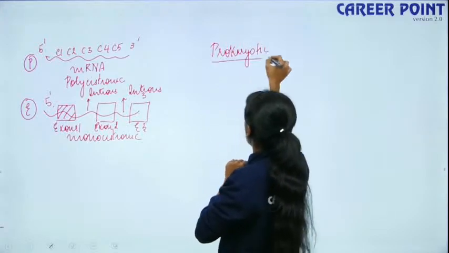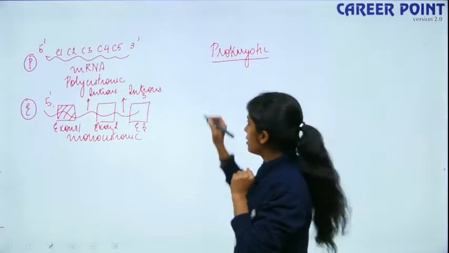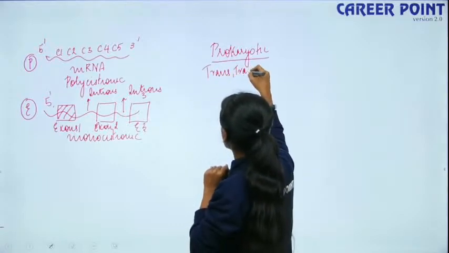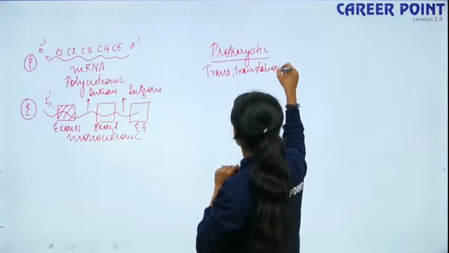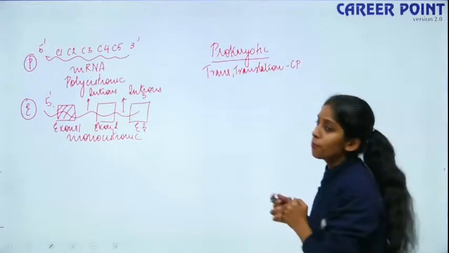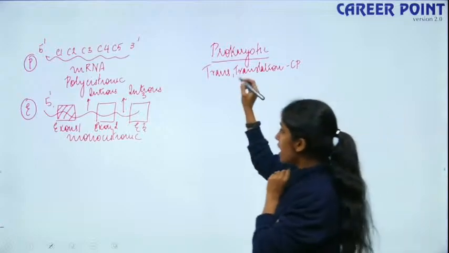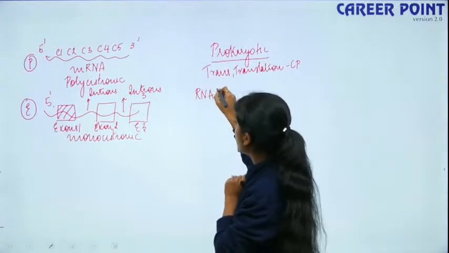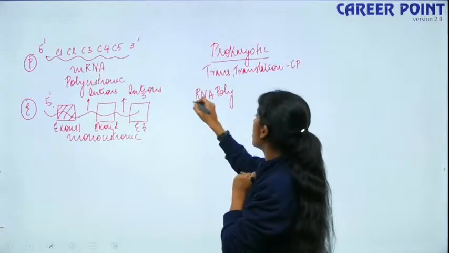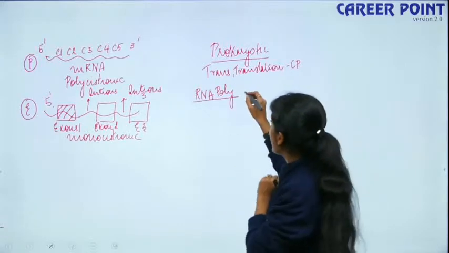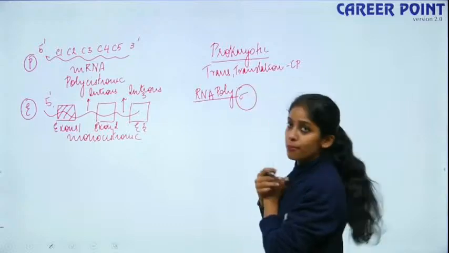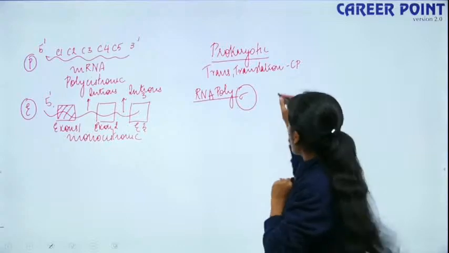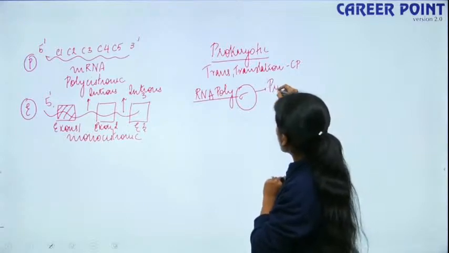In case of prokaryotes, the nucleus is not well defined. So, the process of transcription and the process of translation both happen in the cytoplasm. Here you have to pay attention. Your RNA polymerase has many subunits. It is a multi-enzyme complex. It has a sigma subunit, which helps in recognizing the Pribnow box or the promoter.